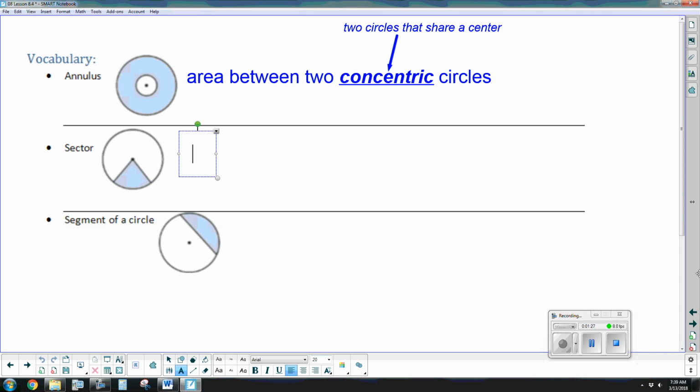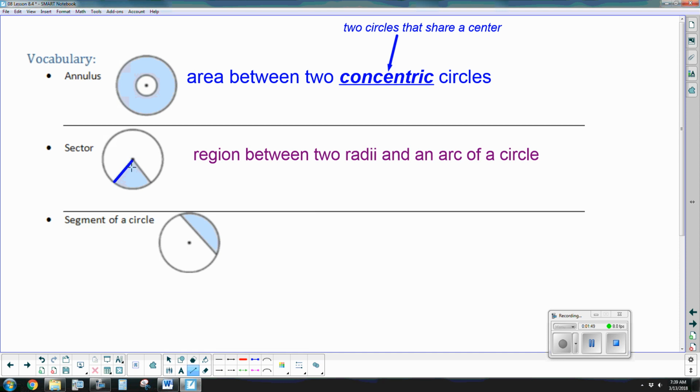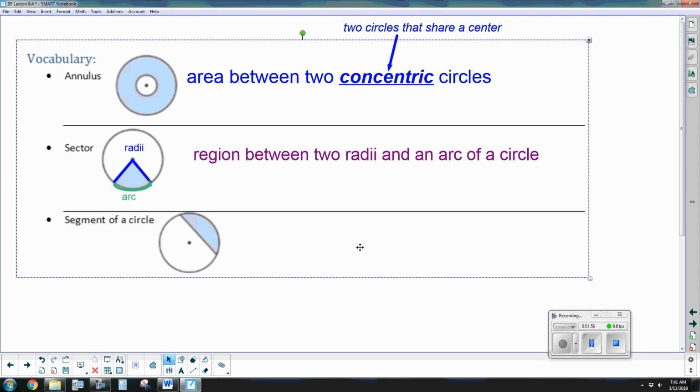Our next term here is sector, and a sector is the region between 2 radii and an arc of a circle. So here are 2 radii. 1, 2, those are our radii. And here is our arc. So a sector is the region, that shaded region between those 2 radii and the arc.